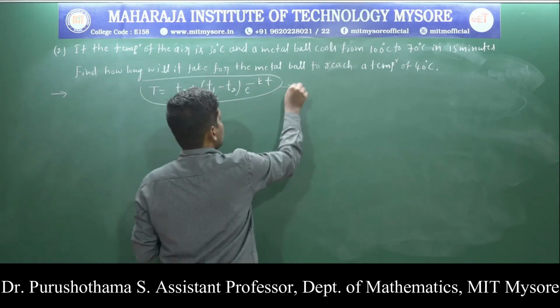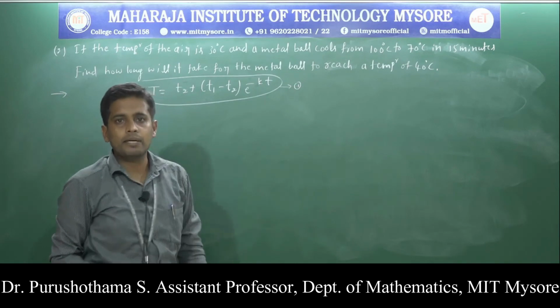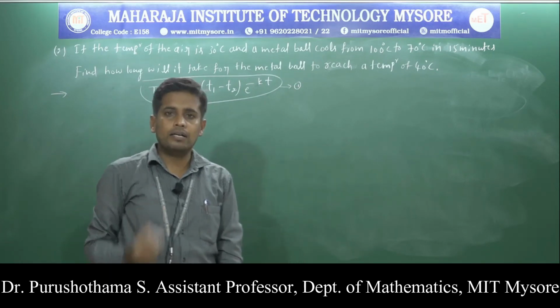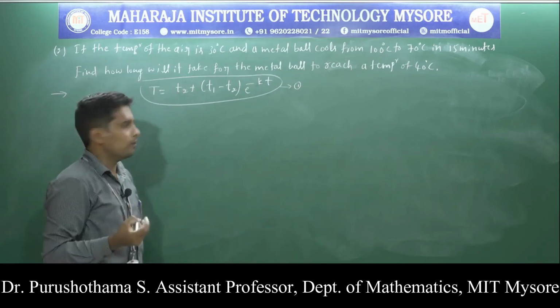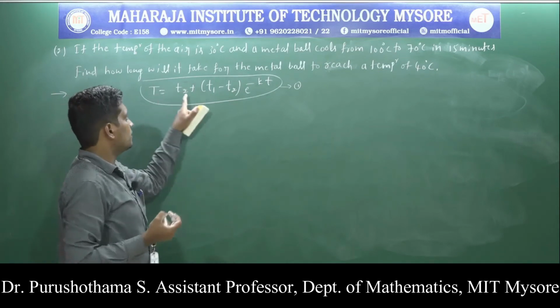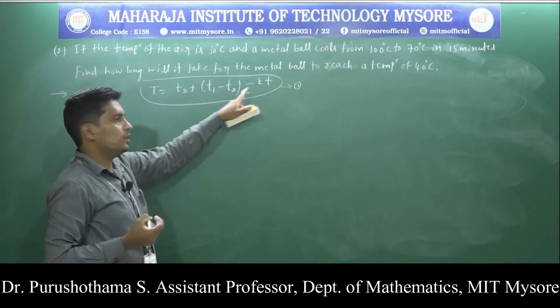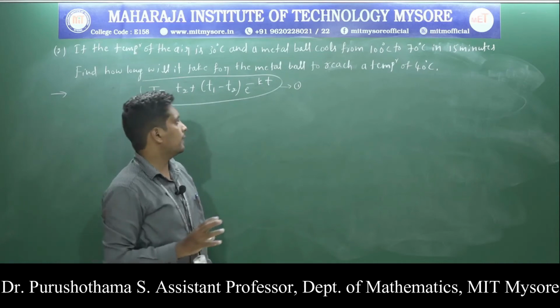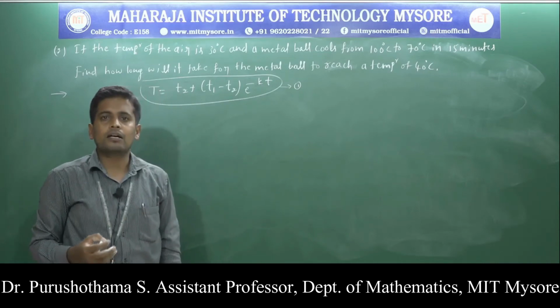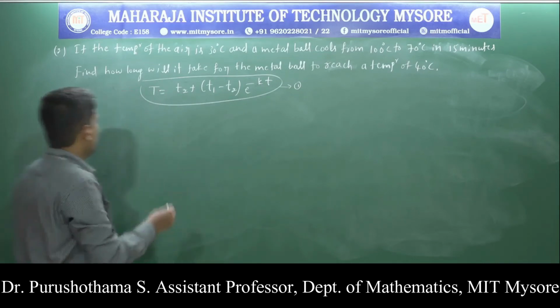This is the temperature function. For the time being, it is denoted by equation 1. According to Newton's law of cooling, the temperature function is T equals T2 plus (T1 minus T2) times e power minus Kt. For further continuation, let us write down the given data.